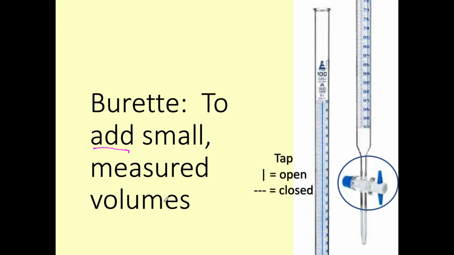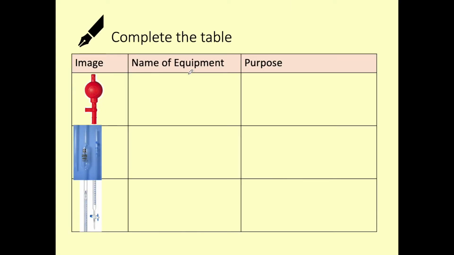So where our pipette was just used to measure a fixed volume, our burette is adding at the same time as measuring that volume. And so with our tap, if it's vertical, then that tells us it's open and the liquid will flow through. Whereas when the tap is horizontal, that liquid will not flow through as that tap is closed. So what I'd like you to do now is pause the video and complete this table, naming the equipment and also giving its purpose.